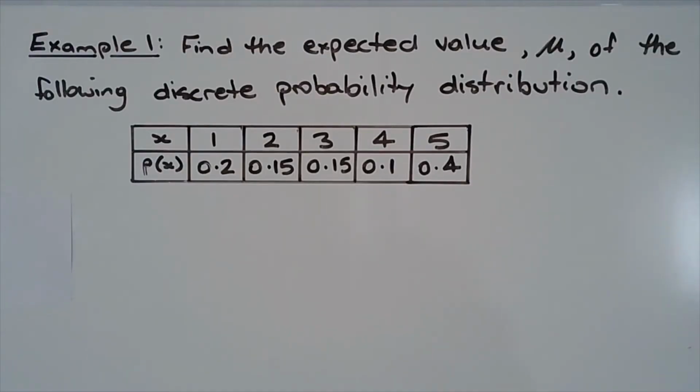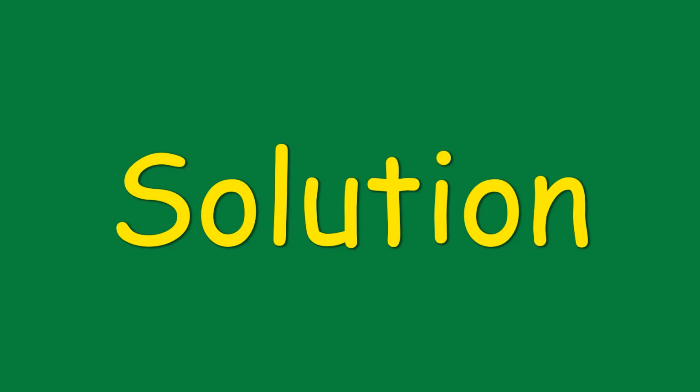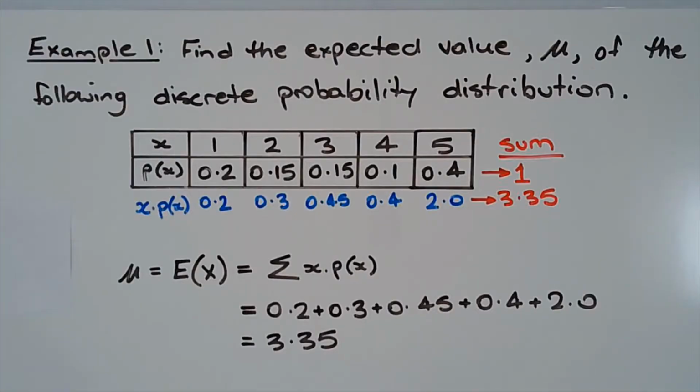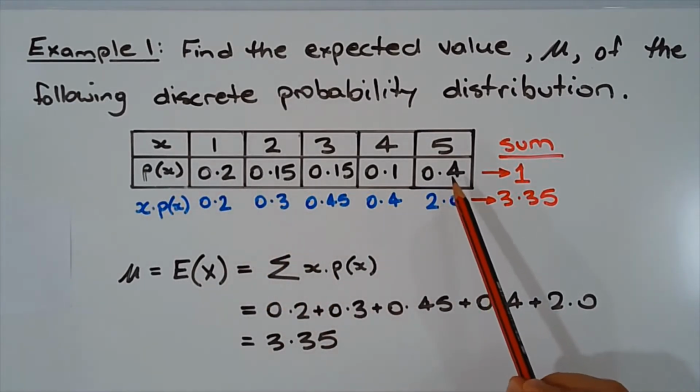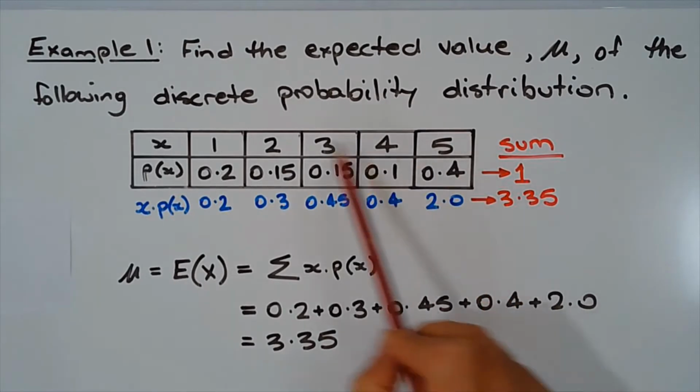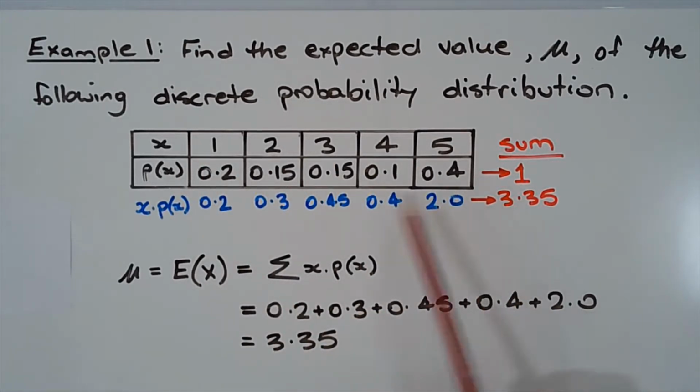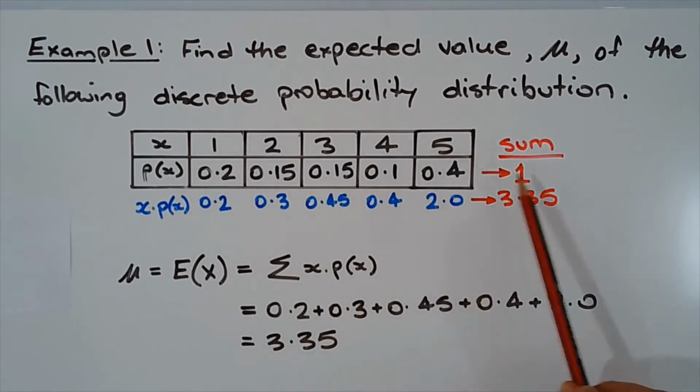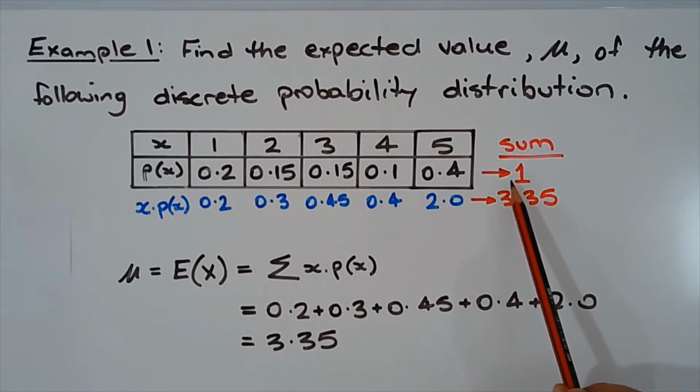Example 1. Find the expected value, mu, of the following discrete probability distribution. A discrete probability distribution is valid if and only if the probabilities of all the outcomes lie between 0 and 1, and that is the case here. And also, the sum of all the probabilities must equal 1, and that is also the case.